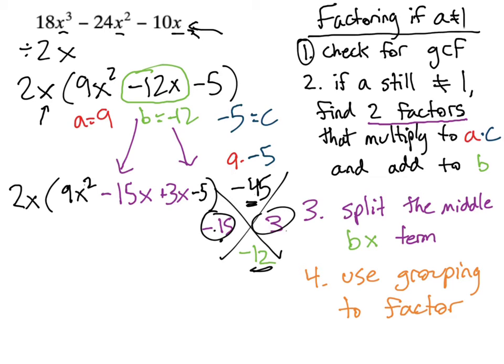I should also mention here that the order of these terms in the middle does not matter. If we had written this as plus 3x minus 15x, we would still end up with the same factors when we're done with our problem. It's just some of our steps in the middle when we're doing our factoring by grouping would be in the opposite order. But of course that doesn't really matter when we're dealing with addition or multiplication, because both of those operations are commutative, meaning that a times b is the same as b times a. So we can do that in either order.